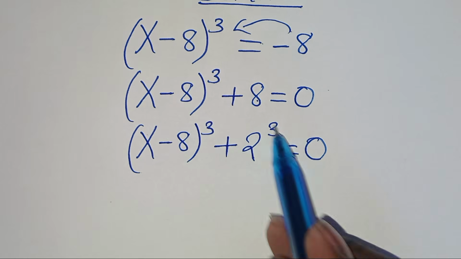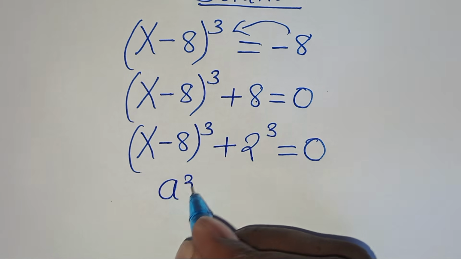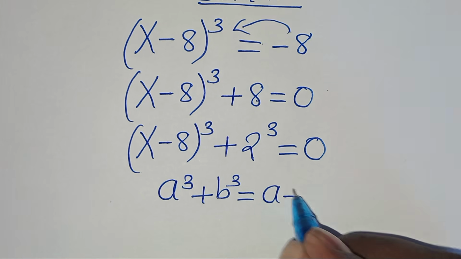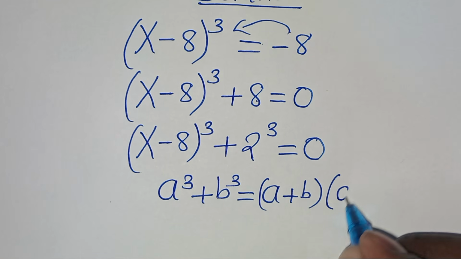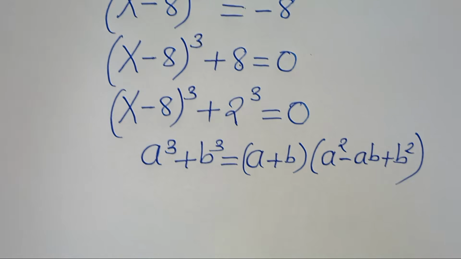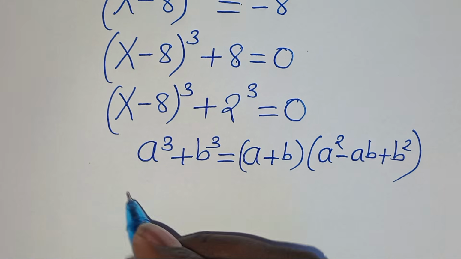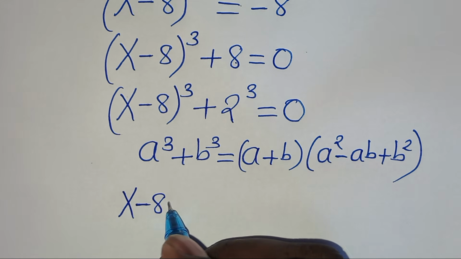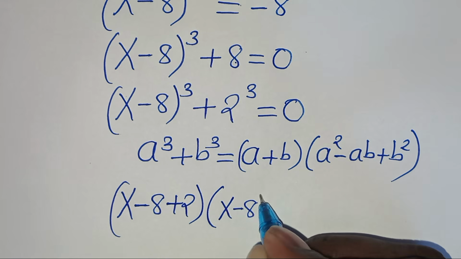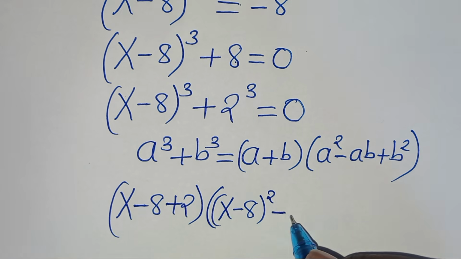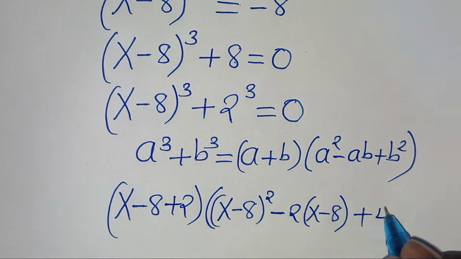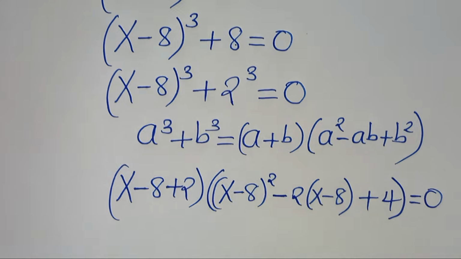If you check this equation here, this is actually the sum of two cubes, which we can express as a^3 + b^3, and this can be expressed as (a + b)(a^2 - ab + b^2). Applying this identity, we have (x - 8 + 2) times ((x - 8)^2 - 2(x - 8) + 2 squared, which is 4), equal to 0.